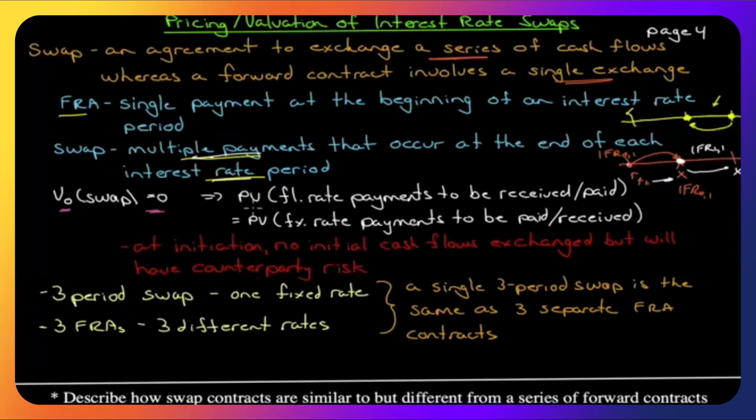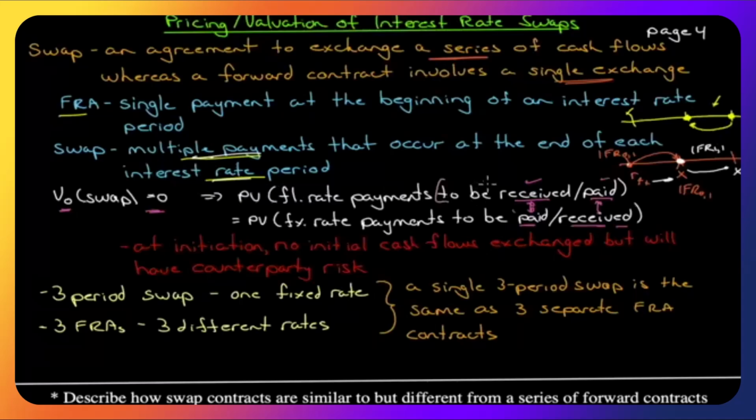And that is saying that the present value of the floating rate payments to be received or to be paid is equal to the present value of the fixed rate payments to be paid or received. Notice that these are opposite, right? Because if we're receiving these, we must be paying these. If we're paying these, we must be receiving these. Be careful in the reading.